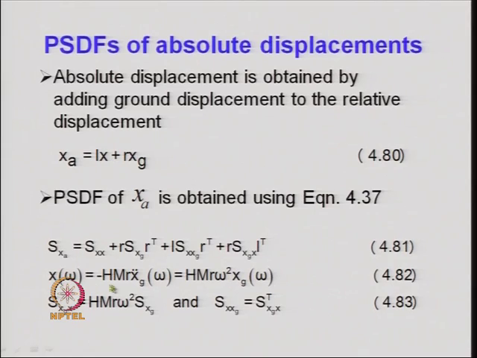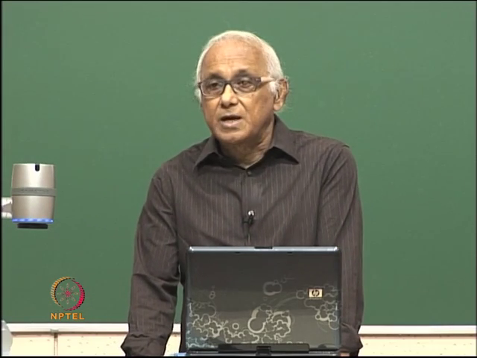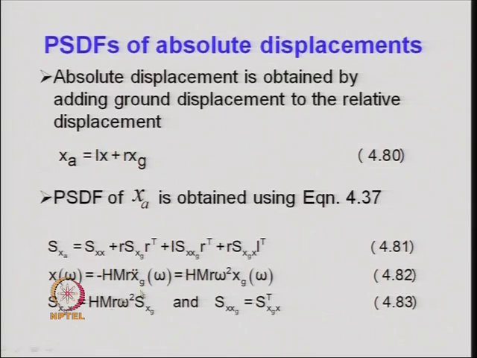So the X omega vector is related to the X double dot g vector, that is the ground acceleration vector, with the help of this relationship. Once we have this relationship, then X double dot g omega can further be written as omega square multiplied by Xg omega. That follows from the basic relationship that exists between the ground displacement and ground acceleration, if they are assumed to be a harmonic excitation. For harmonic excitation, whether we represent it in the complex form or in the real form, we know that the displacement and the acceleration are related through omega square. So that is why this X double dot g omega is replaced by omega square into Xg omega.